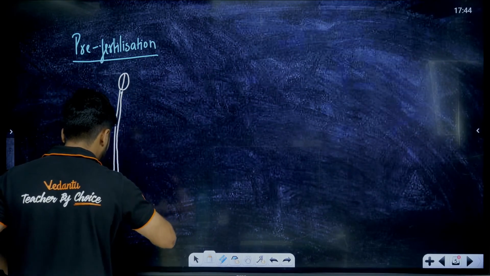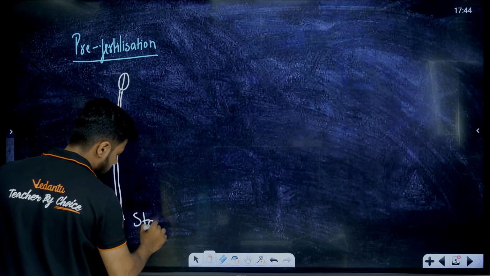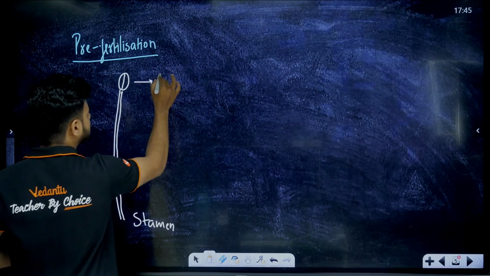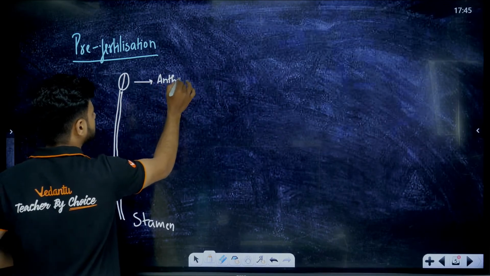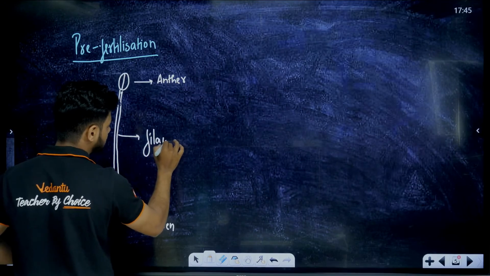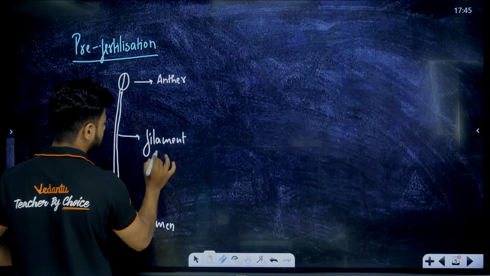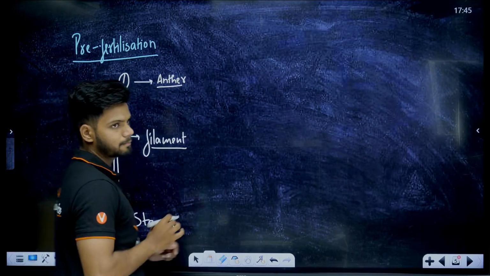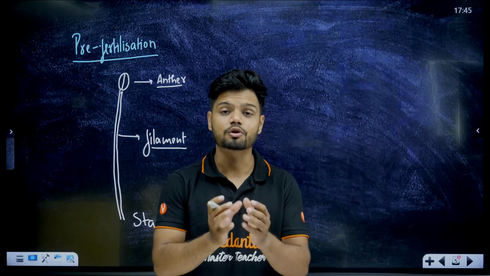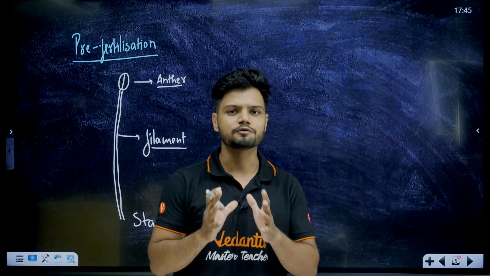If you look at your typical stamen, it is divided into 2 categories. The first category is called the anther, and the other category is called the filament. Anther as well as filament. Now, if you open your NCERT and look at the structure of anther, you might get a little confused.